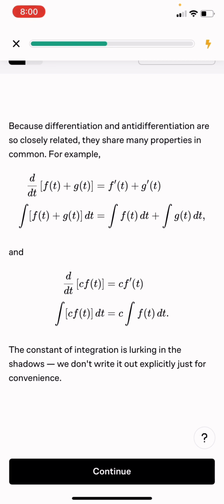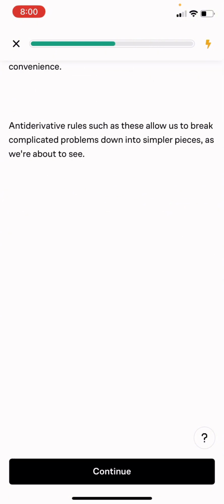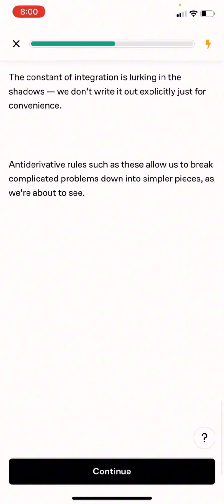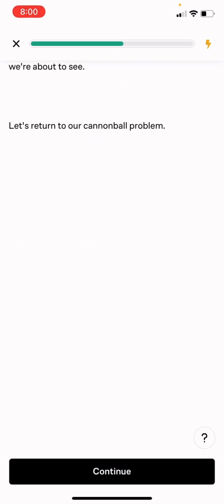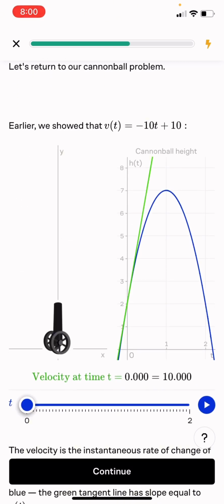The constant of integration is lurking in the shadows. We don't write it explicitly just for convenience. Antiderivative rules such as these allow us to break complicated problems down into simpler pieces, as we're about to see. Let's return to our candle problem.